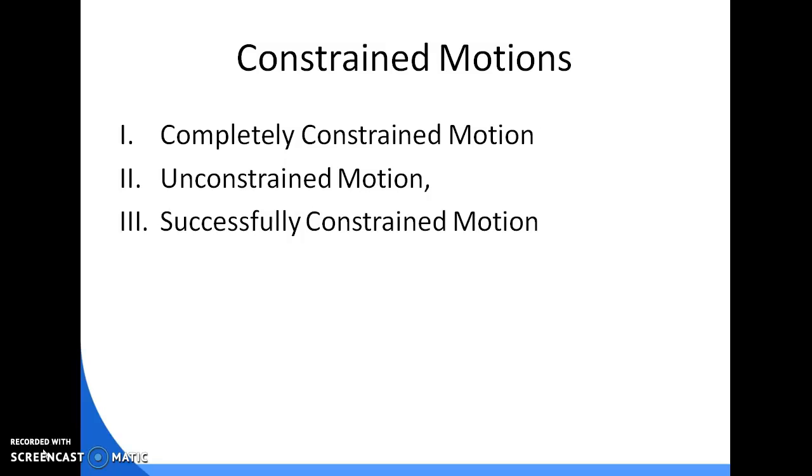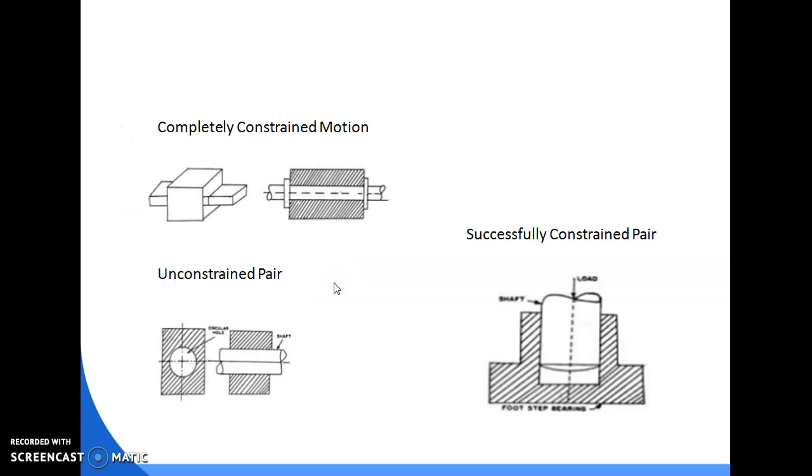When the motion between a pair is limited to a definite direction, irrespective of the direction of force applied, then the motion is said to be a completely constrained motion. For example, the motion of a square bar in a square hole. Here we can see the completely constrained motion.